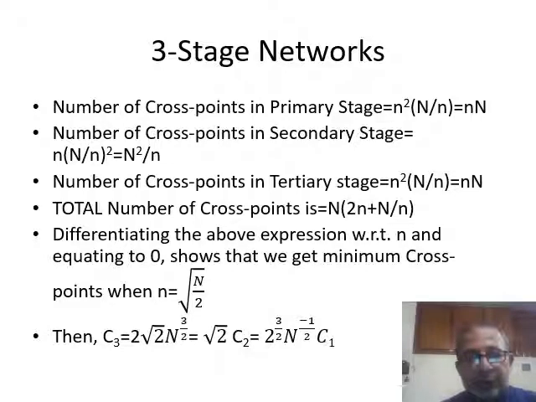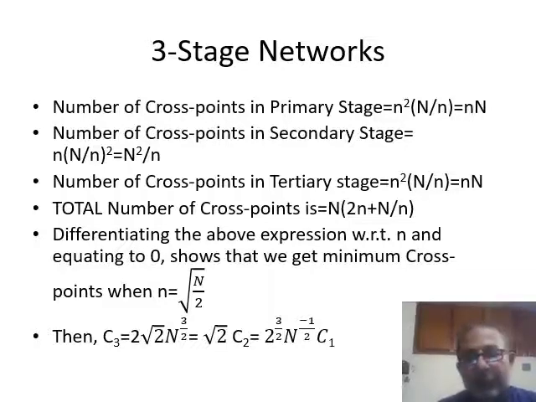So the number of cross points in the tertiary switch would again be equal to that in the primary stage, which is n square into capital N over n, and we get small n into capital N. So the total number of cross points would be, we can add these three up, small n into capital N plus n square over small n plus small n into capital N, and we get capital N into 2n plus capital N over n.